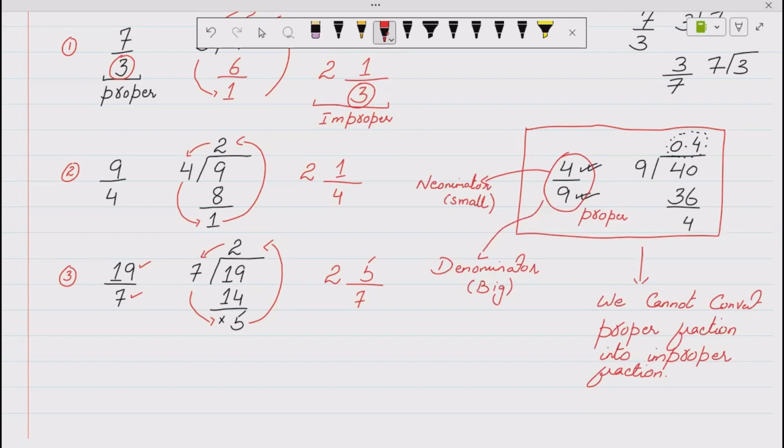I hope you understand this concept of fractions, proper fractions, improper fractions, and how to convert them into each other.